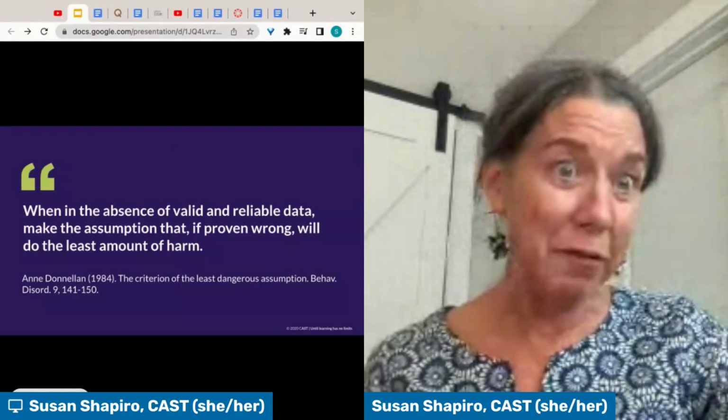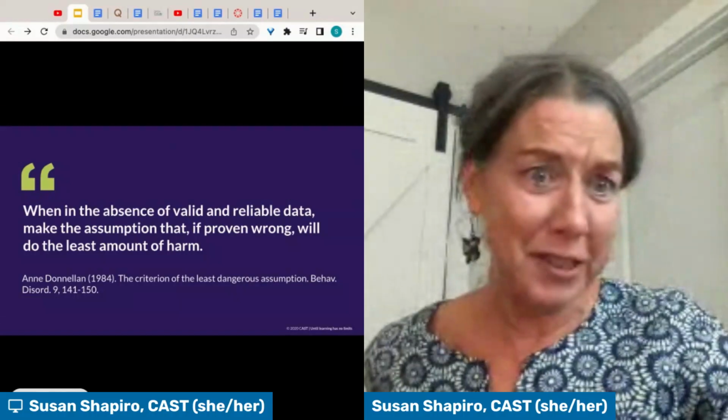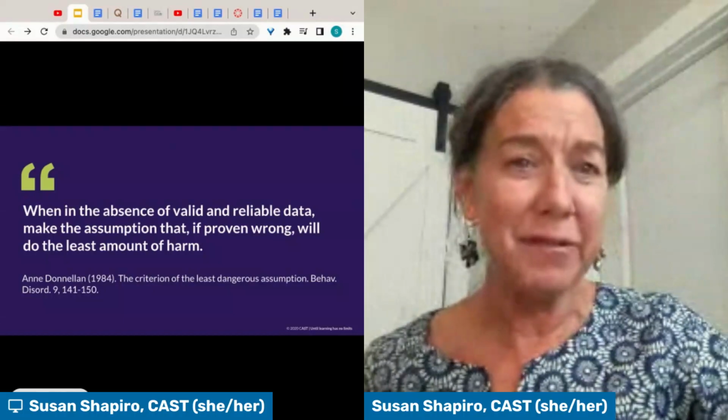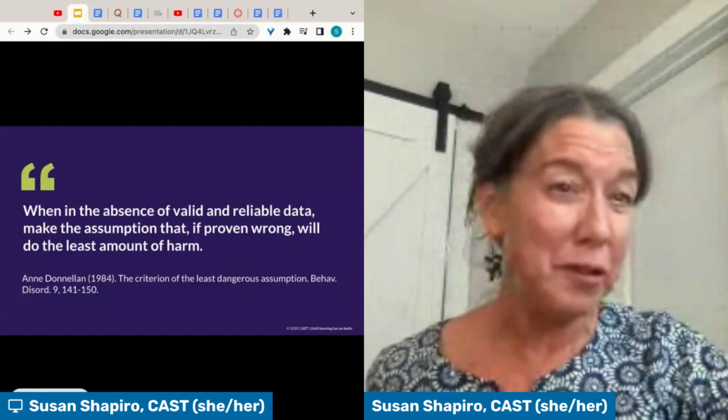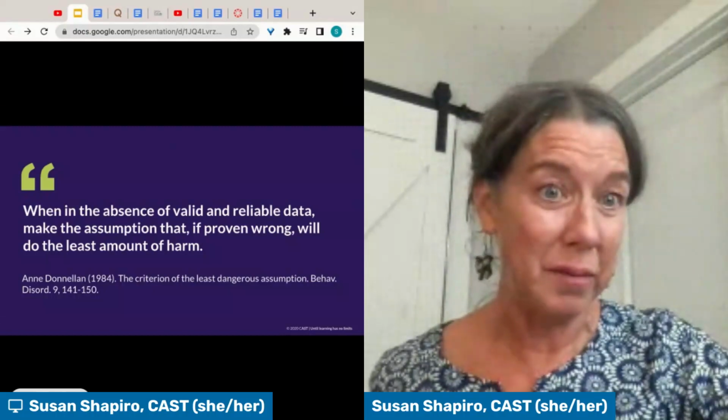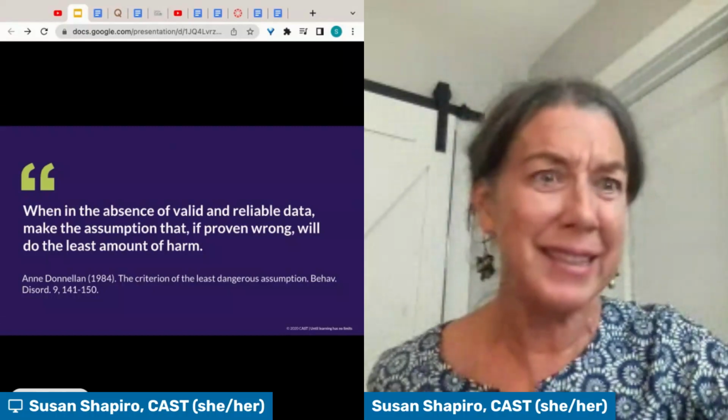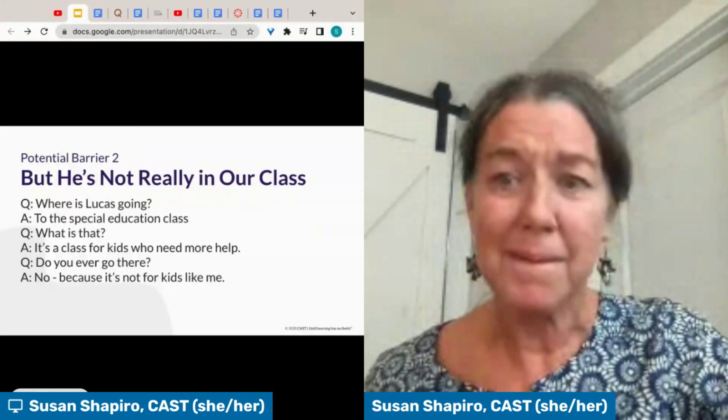Ann Donlin and Martha Leary wrote about The Criterion of the Least Dangerous Assumption. And they say, in the absence of valid and reliable data, make the assumption that, if proven wrong, will do the least amount of harm, right? And presuming competence is the least dangerous assumption.